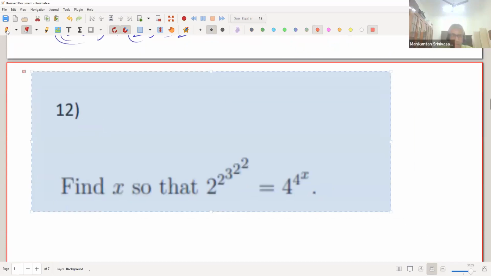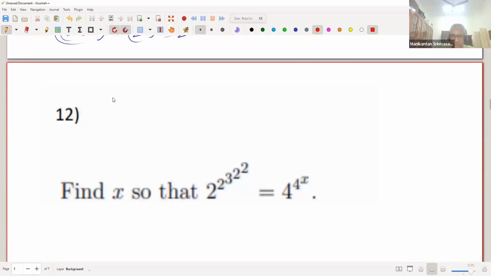So what will I do here? Let me first do the left hand side. First I'll do this 2 power 2, which is 4. Then 3 power 4, which is 81. So this number on the left hand side is 2 power 81. In fact, I'll put the brackets so that it's very clear to you. I don't even need to put the brackets, but 2 power 81 is the power. It's a huge number.